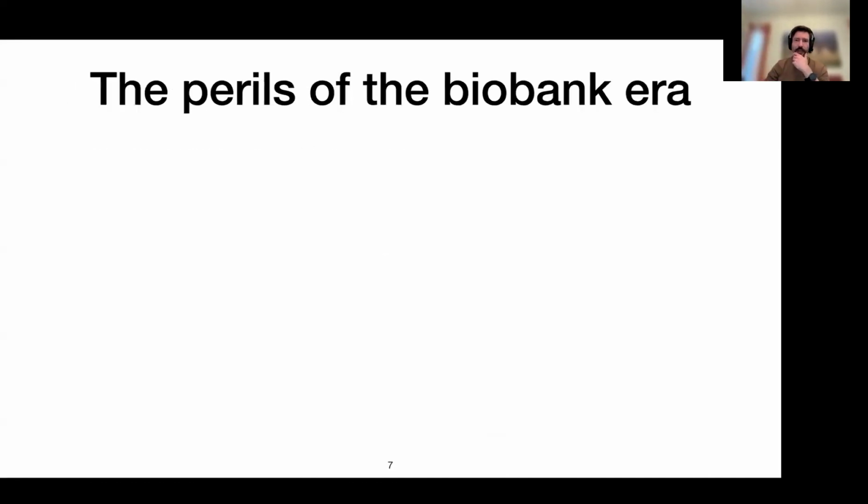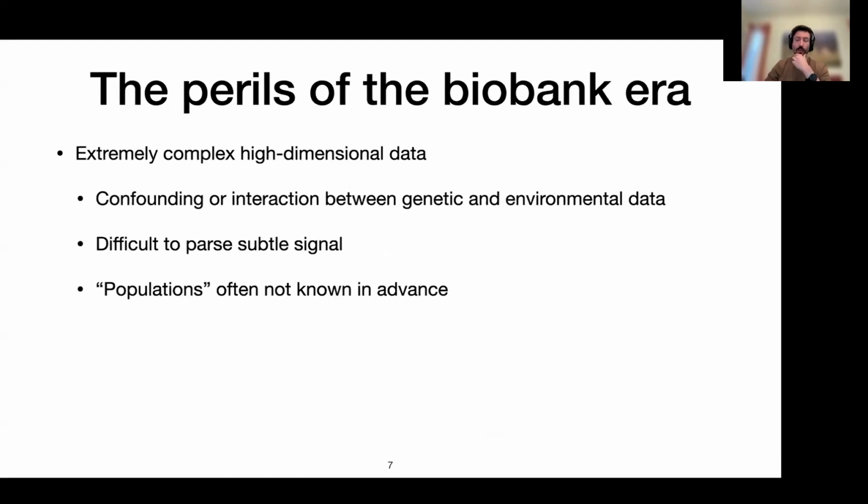But there's also the perils of the biobank. So one of the problems, which is a lot of the work that I've focused on, is that this is very complex, high-dimensional data. So the human genome is massive to begin with, but you also have tons of environmental variables that are in there, lots of social and cultural factors that go into measuring human health, stuff like that. So there's a lot of confounding and interaction between genetics and the environment. It can be really difficult to parse subtle signals, so this is a data mining problem, and this has been around in many fields for a while, but biobanks have it as well.